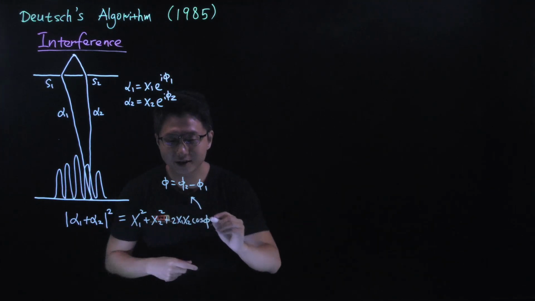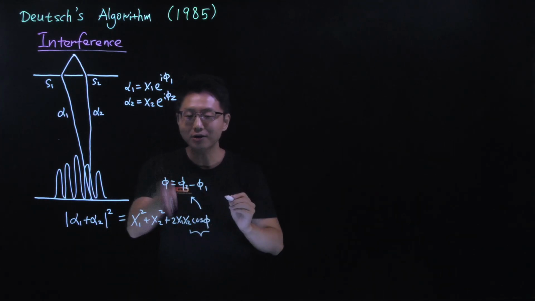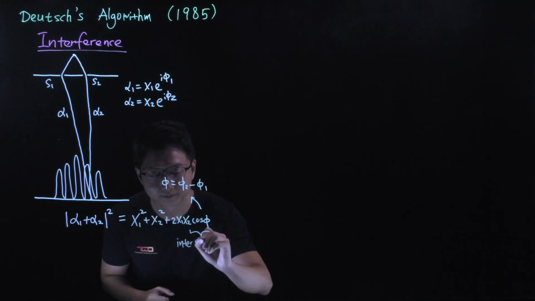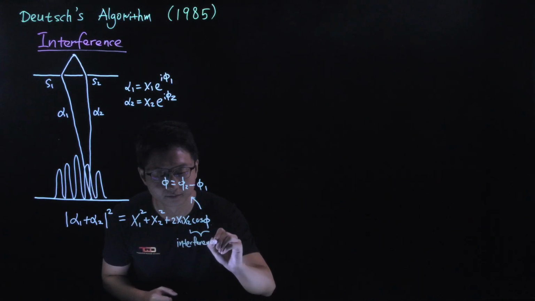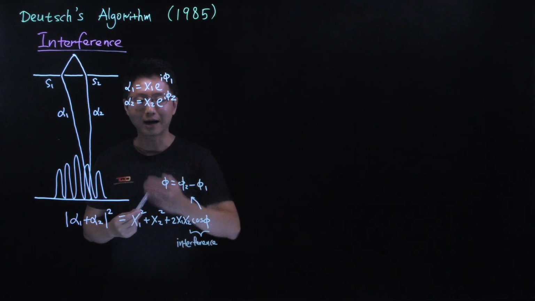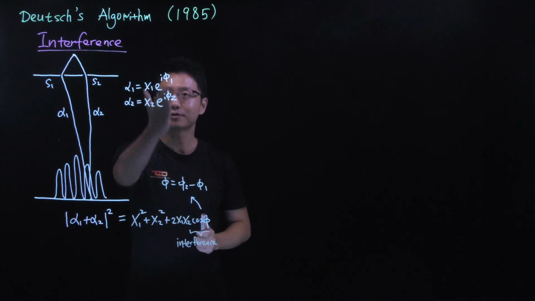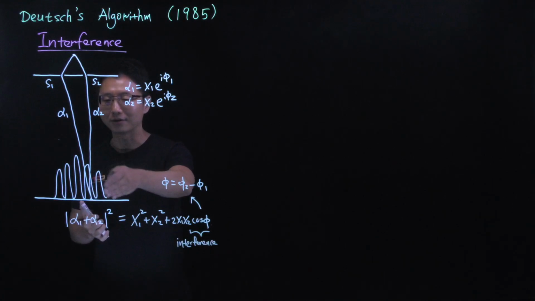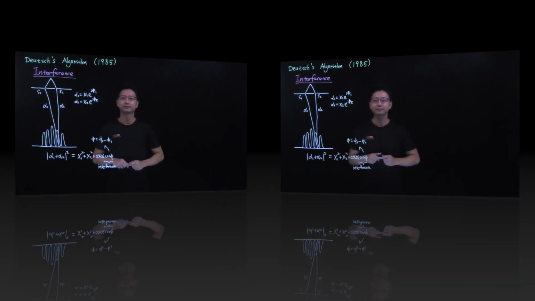Because of this term, cosine phi, which oscillates, this gives rise to the interference effect. That is why, depending on the value of phi, the relative phase difference between these two paths, you will start to see oscillatory patterns over here at the screen.